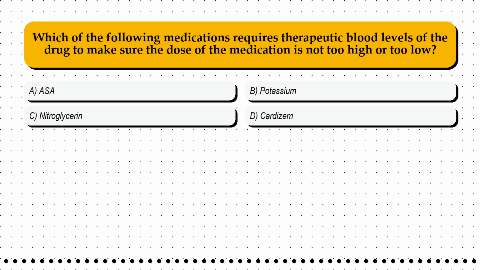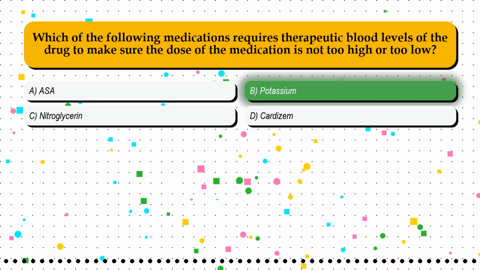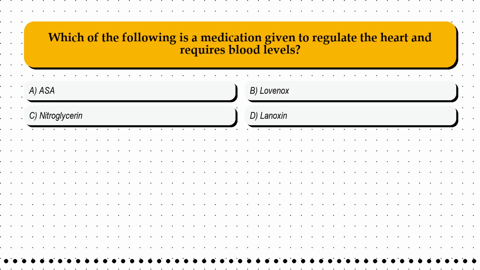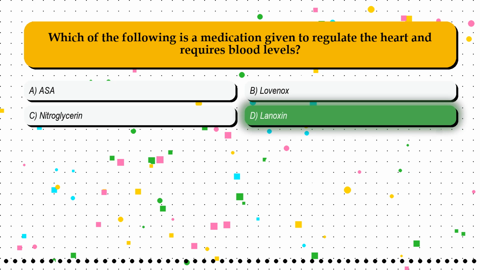Question 86. Which of the following medications requires therapeutic blood levels of the drug to make sure the dose of the medication is not too high or too low? Option A, ASA. Option B, potassium. Option C, nitroglycerin. Option D, cardizem. The correct answer is option B, potassium. Question 87. Which of the following is a medication given to regulate the heart and requires blood levels? Option A, ASA. Option B, Lovenox. Option C, nitroglycerin. Option D, Lanoxin. The correct answer is option D, Lanoxin.